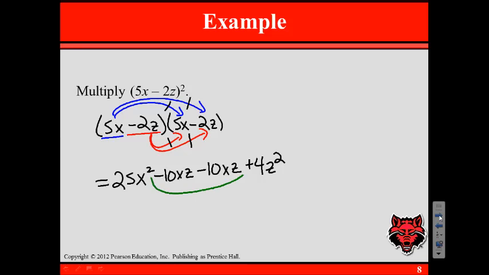We can now see we have two like terms, the xz terms in the middle. We combine those and we get 25x squared minus 20xz plus 4z squared.